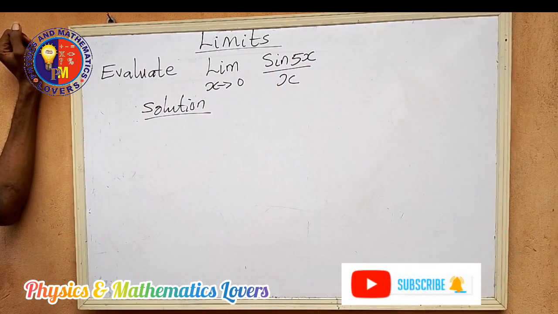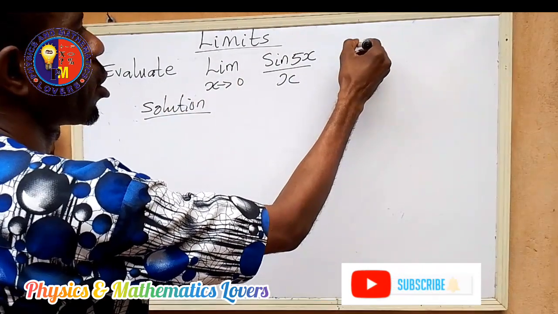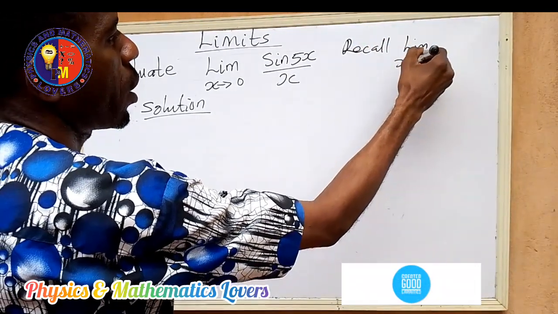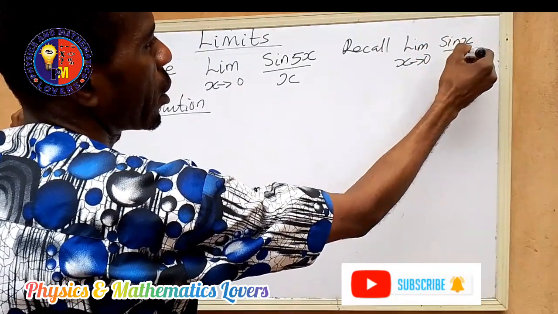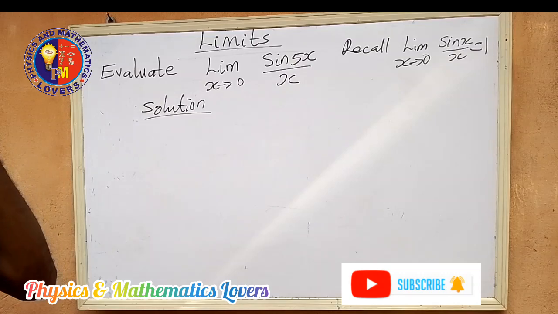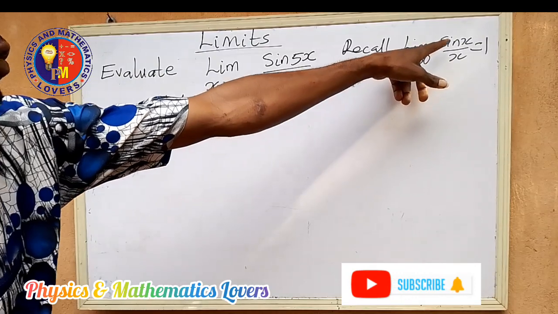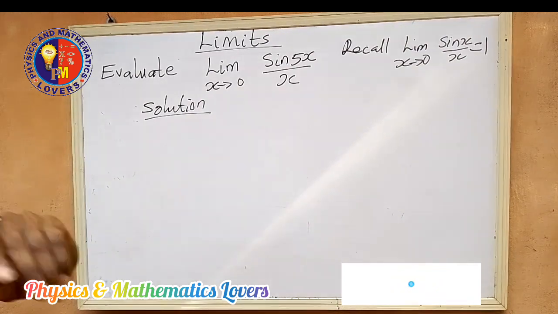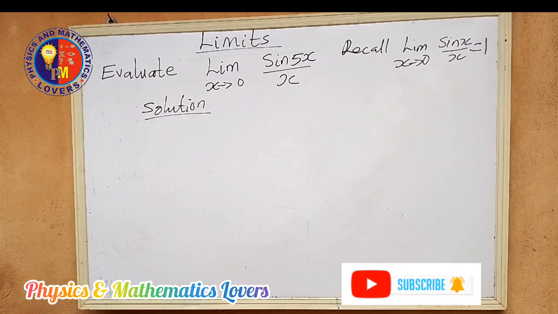Before we provide a solution to this, you should recall that the limit as x tends to 0 of sine x over x is equal to 1. There is this limit identity for sine x. Whatever we are going to do now, we are going to make sure that we transform this to look like that. So how do we do so?